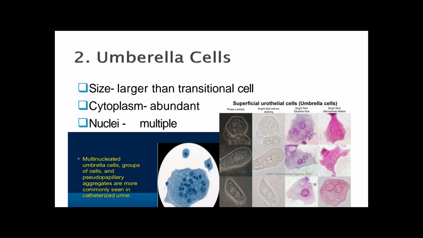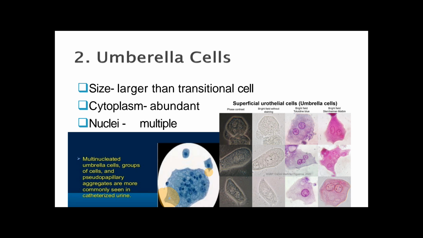So here, this cell, pseudo papillary aggregation, you can see commonly in a catheterized urine sample. Right, this area, pseudo catheterization. These areas you can see here. These are the catheterization areas, right?